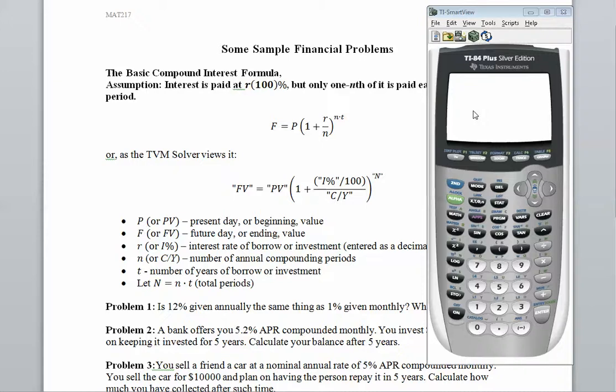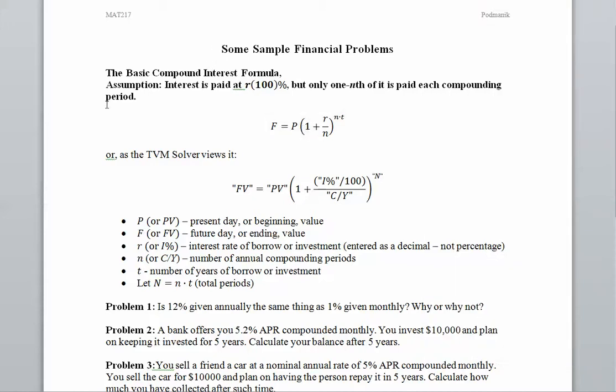Hey guys, I just wanted to give you a brief tutorial on using what's called the TVM solver in the calculator. TVM basically stands for time value of money. TVM, V as in Victor, M. And the way we access that, and you'll see back here I have some of our formulas pulled up, so I want to just review this real quick.